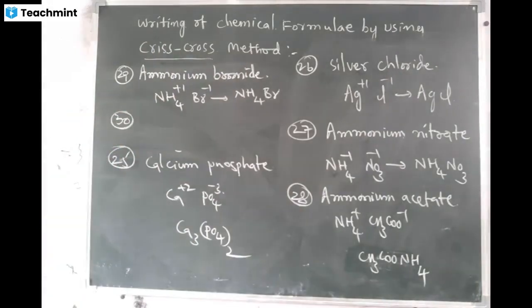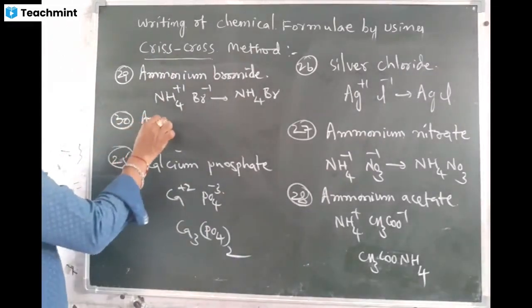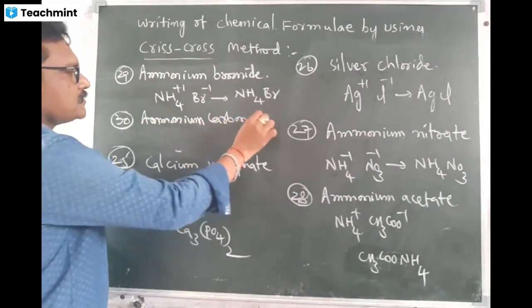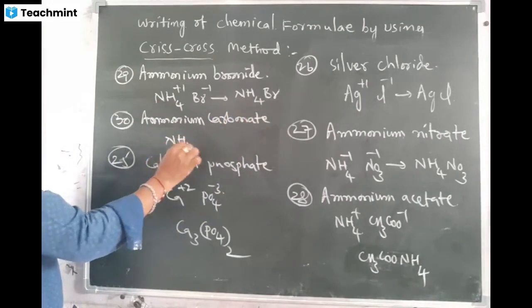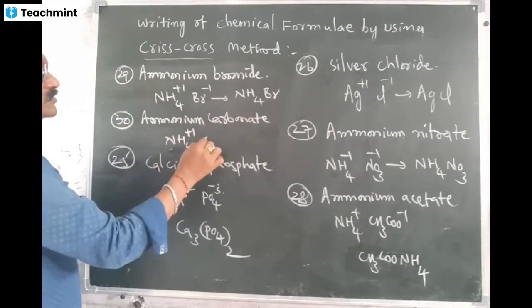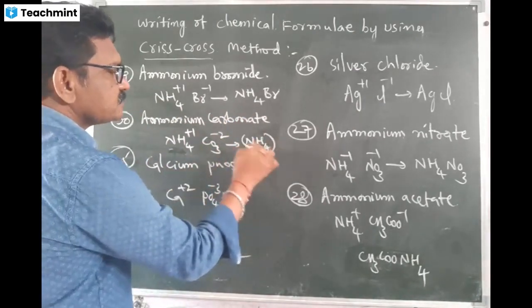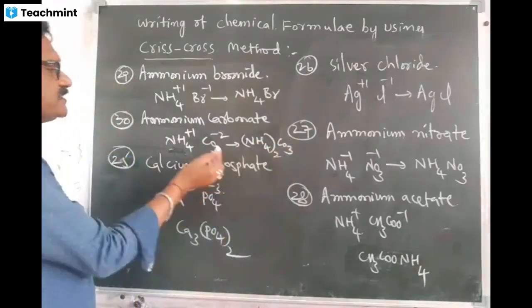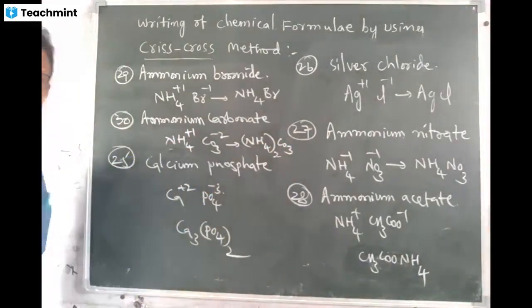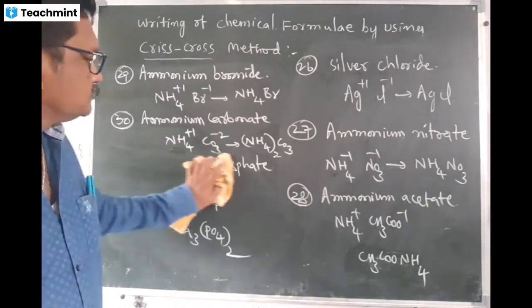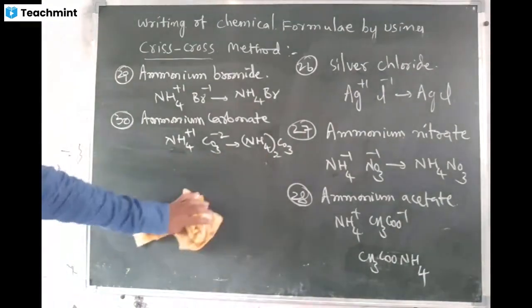30th chemical formula. Like that, ammonium carbonate. So ammonium means charge NH4 plus 1. Carbonate is also CO3 minus 2. Then the formula becomes (NH4) twice CO3. Why did it become twice? This 2 comes here, and this 1 comes here. Okay, that is ammonium carbonate.